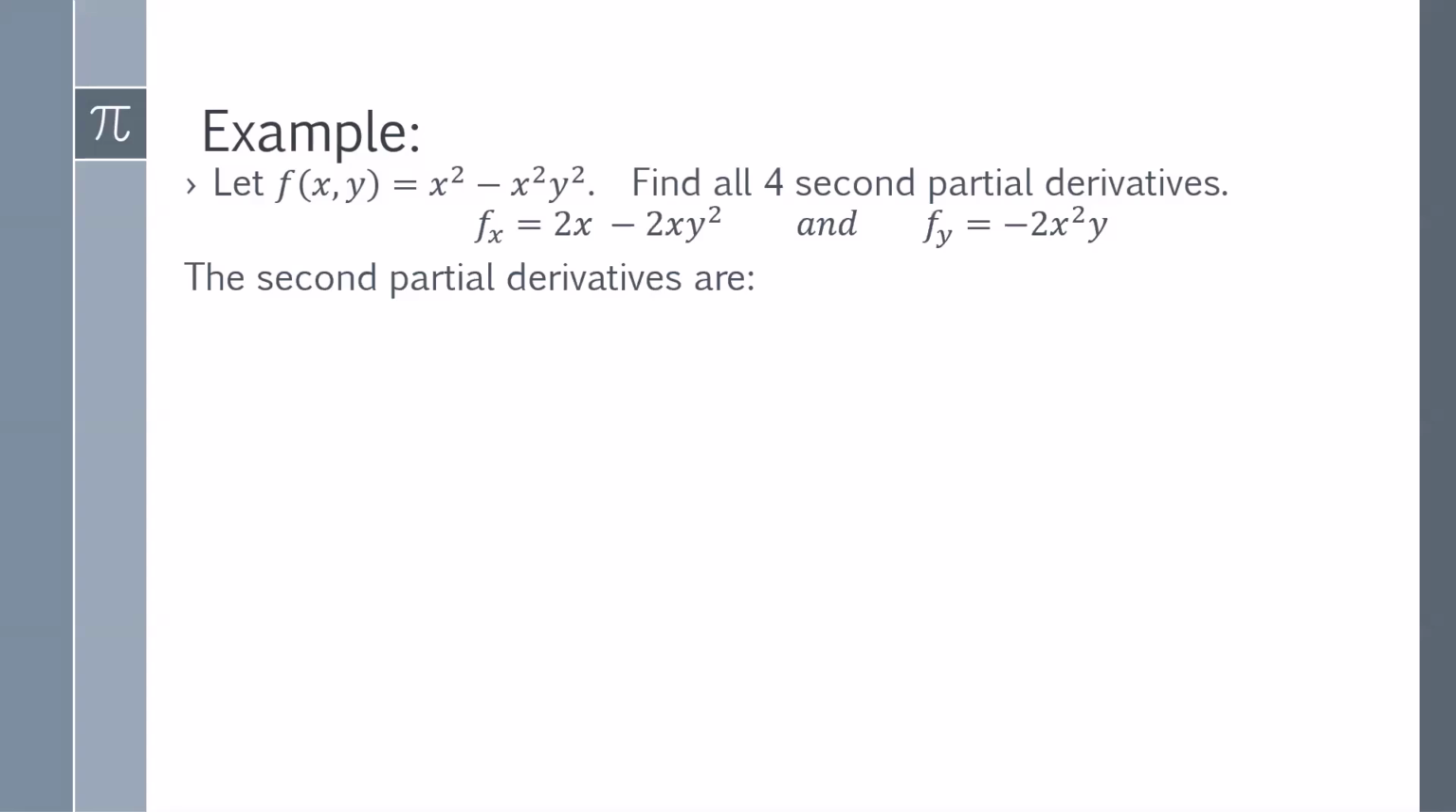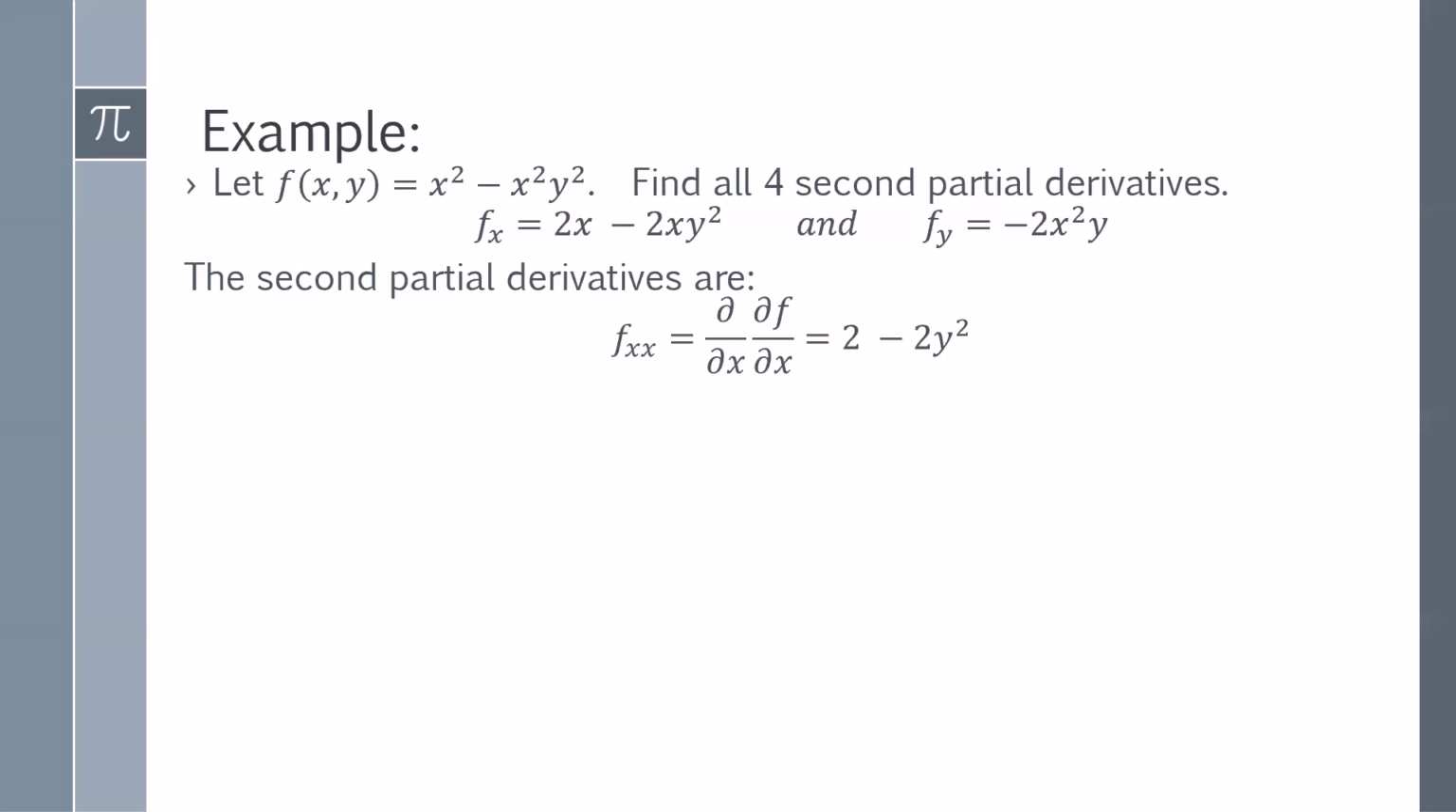So the first partial derivative of f with respect to x, or f subscript x for shorthand, is 2x minus 2xy squared. And the first derivative of f with respect to y is negative 2x squared y. Now, if we differentiate f sub x one more time with respect to x, we get f sub xx, which is the derivative with respect to x of f sub x. In this case, that's going to be 2 minus 2y squared.